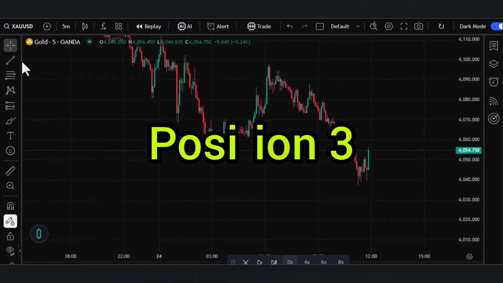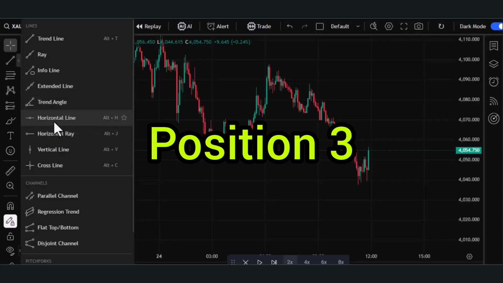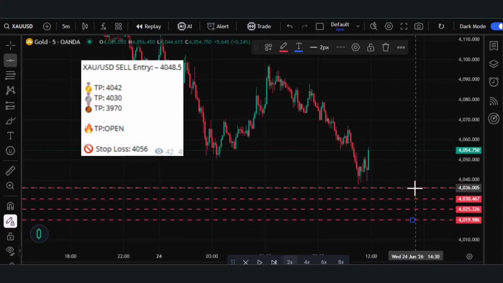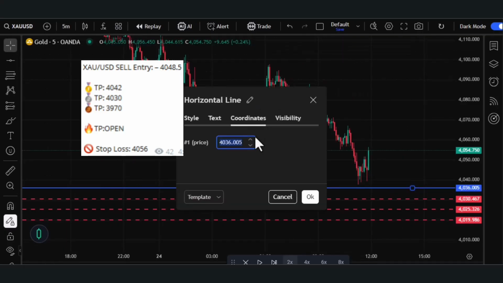Alright, let's move on to the third trade. Once again, this is a sell trade on gold, and we wanted to, for example, look at 4 trades on gold through the trade name channels to see whether they're profitable or logical or not.